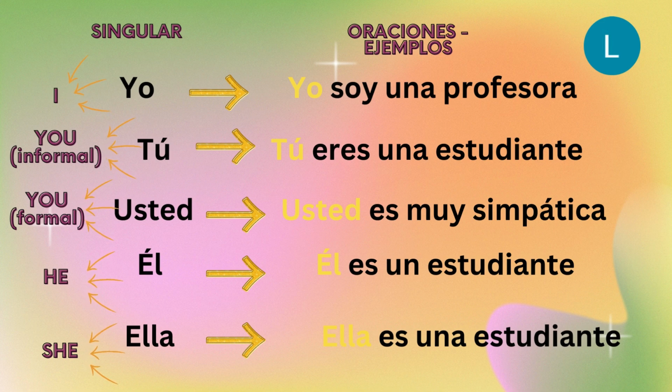Él. Él es un estudiante. That means he is a student. And the last one on the singular side of the personal pronouns is ella. Ella es una estudiante.